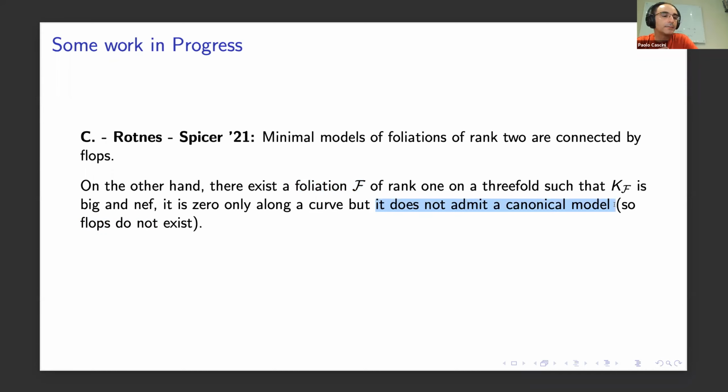Maybe you can ask me why. We already knew that there were no canonical models for surfaces because of the case of big and F. Well, at least in that case, even though KF is not semi-ample, we can contract the curve. It's possible that we contract the curve and we get something which is as good as a canonical model. The canonical divisor of the foliation is not a pullback of something coming from the canonical model, but it's very much like a canonical model. Here, the situation is very much worse.